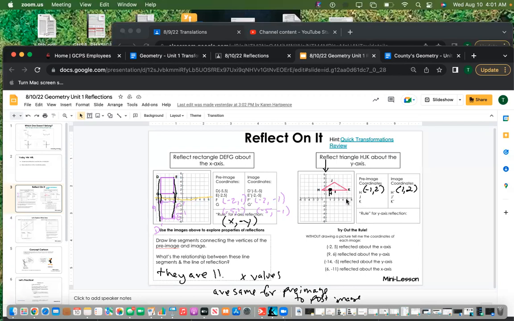K is located at 5, 2. I'm going to do this one first. Sorry. 5, 2. And we want it on the opposite side. So this is 5 units away from that. So we're going to be 5 units away over here. So that's going to be -5, 2. J is located at 2, 4. And so this one's going to be at -2, 4.